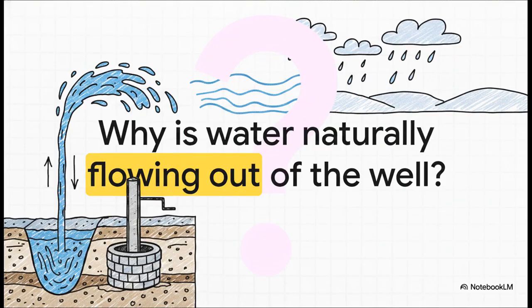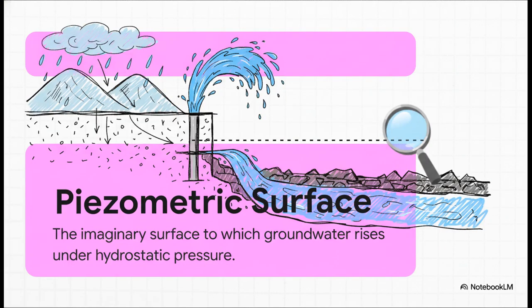The source material actually poses a fantastic question here, and I want to throw it right back to you. Can you explain exactly why that water is flowing naturally out of the well? If there's literally no pump pulling it to the surface, what unseen force is driving that water up into the sky? Well, the answer lies in something called the piezometric surface.